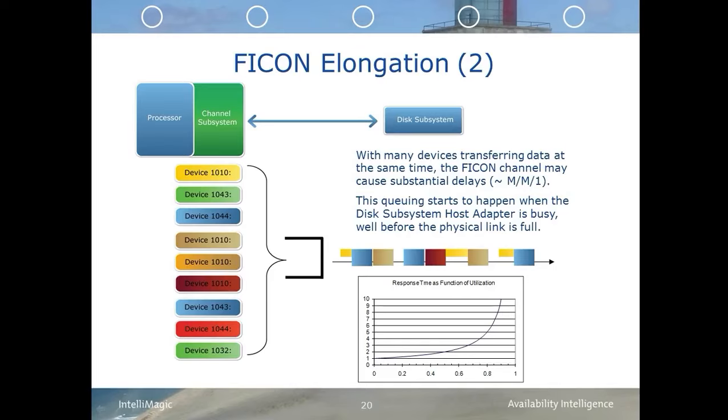When the concurrency becomes severe, these delays can become quite substantial. You will see the typical knee-shaped curve for the connect time as the physical link becomes loaded and contention for the channel or host adapter becomes severe.